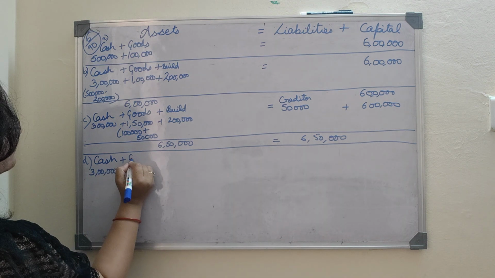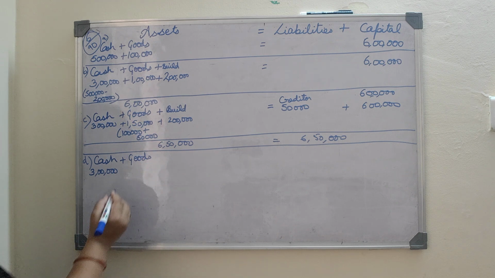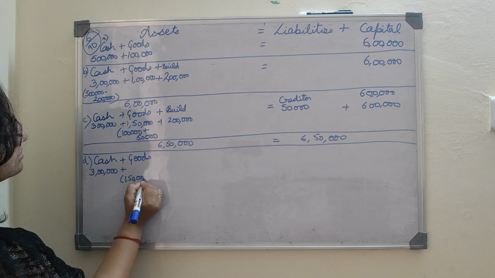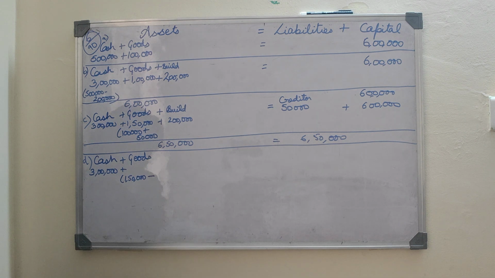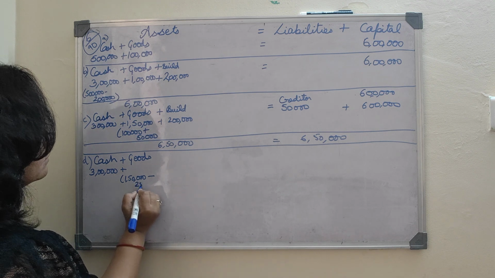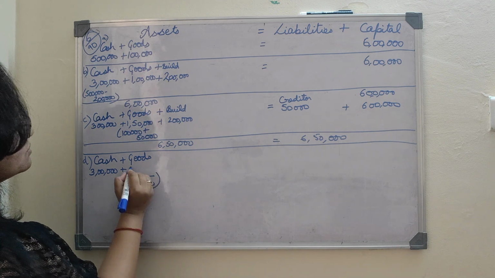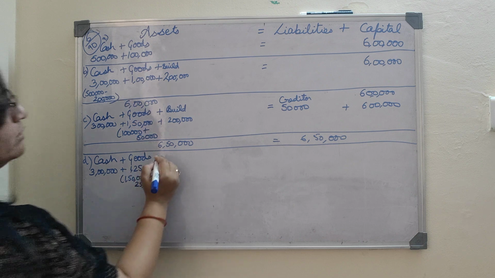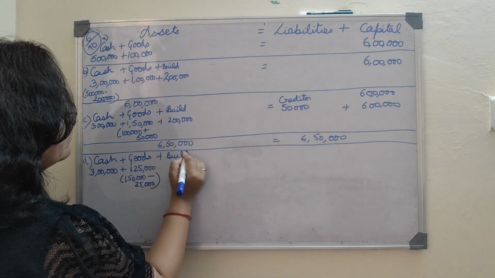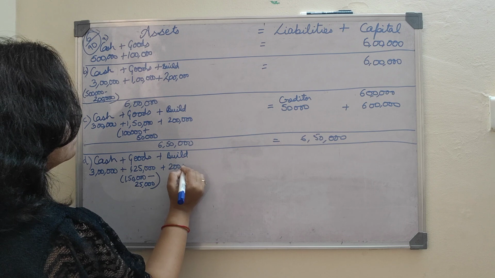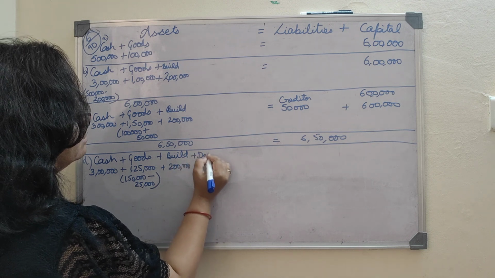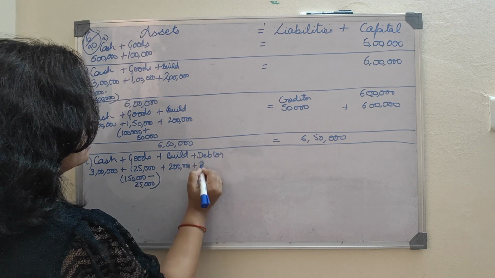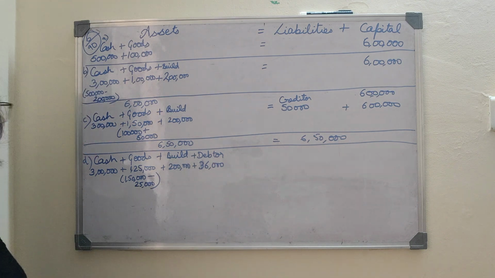Now goods we have sold. So 1,50,000 minus what was the cost of the goods? 25,000. Right? So it comes to 1,25,000 because goods of 25,000 are sold. Building is not touched, and now we have got the debtor of 36,000, right? Because we have sold for 36,000.